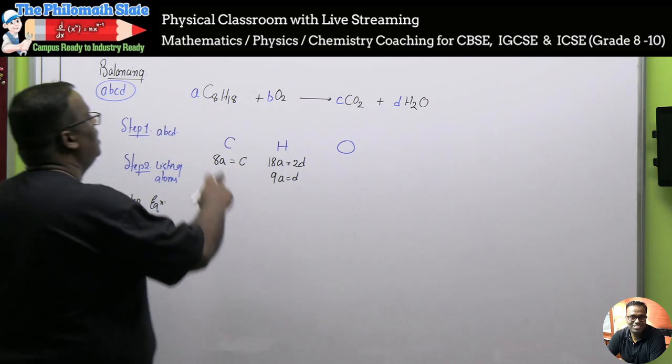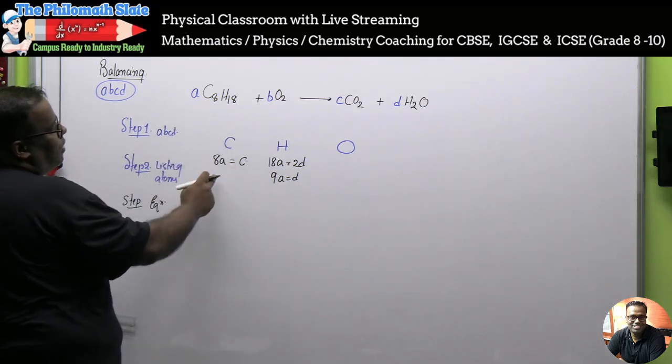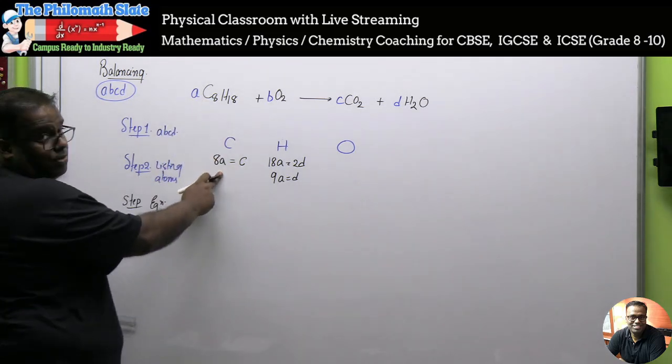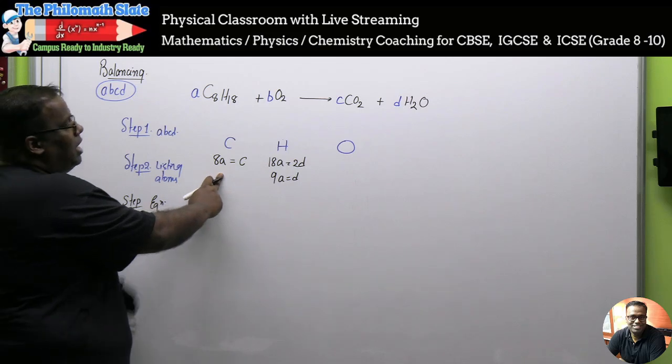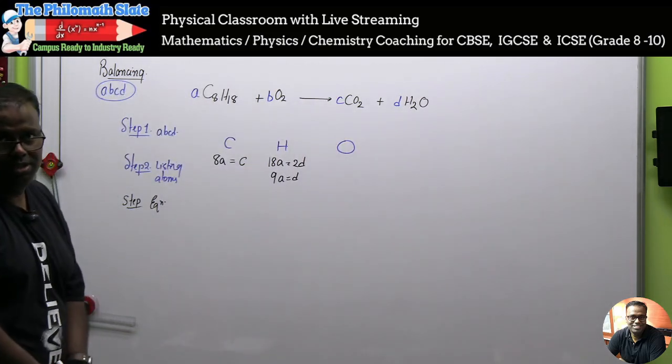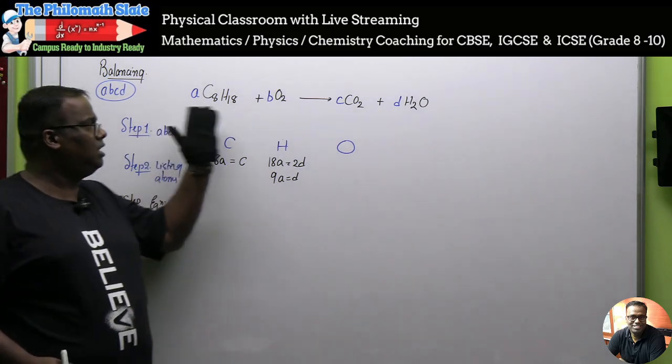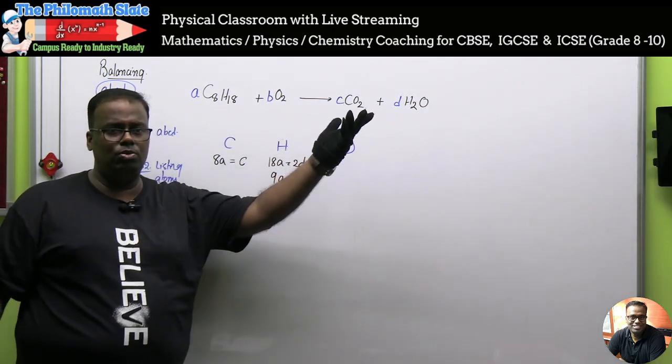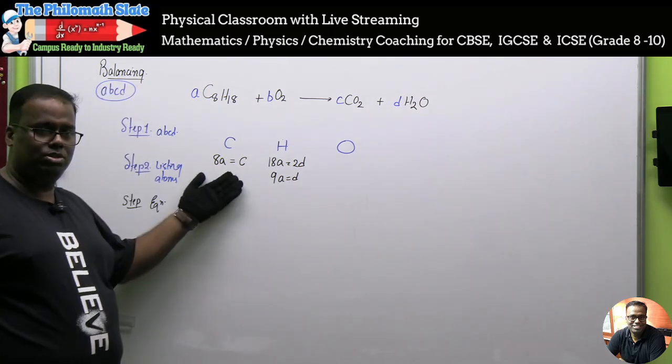So now come here. What are we having? How many atoms of carbon? Sir, 8 atoms of carbon. And how many atoms of carbon this side? Sir, only C atoms of carbon. And if the equation is balanced, 8A should be equal to C. That's what we do in balancing. So 8A equal to C.